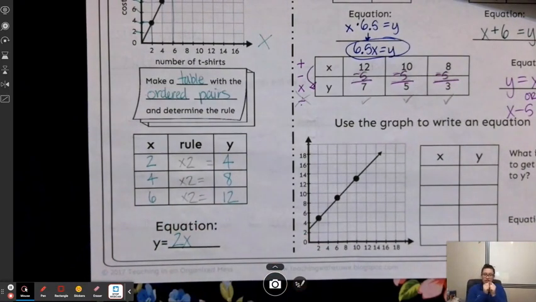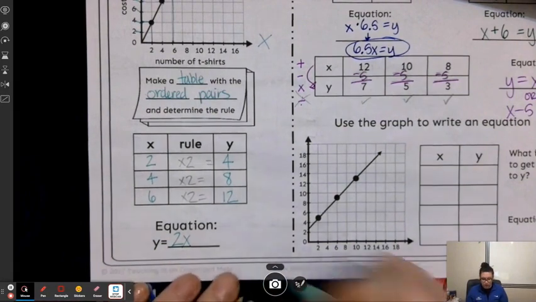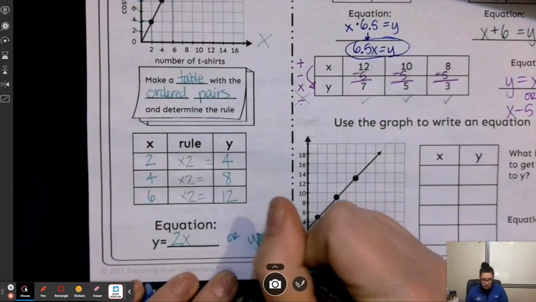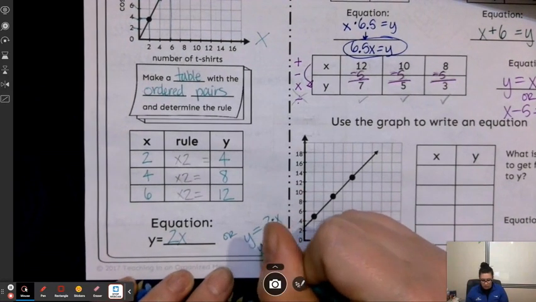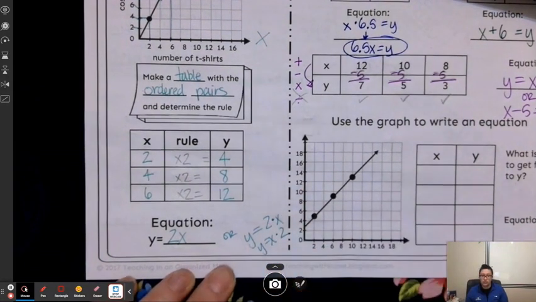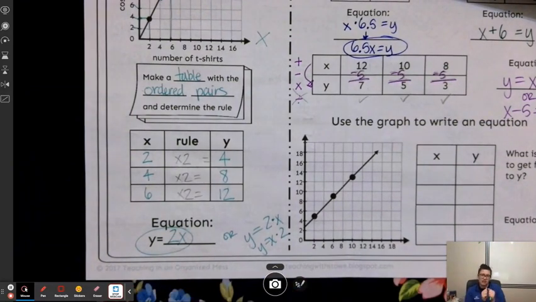Remember, when they're side by side, that means multiply. So y is equal to 2x, or y is equal to 2 times x, or y is equal to x times 2. But this is the way you would see it on a test. Just get in the habit of writing it side by side. You save yourself a step by not drawing the dot.